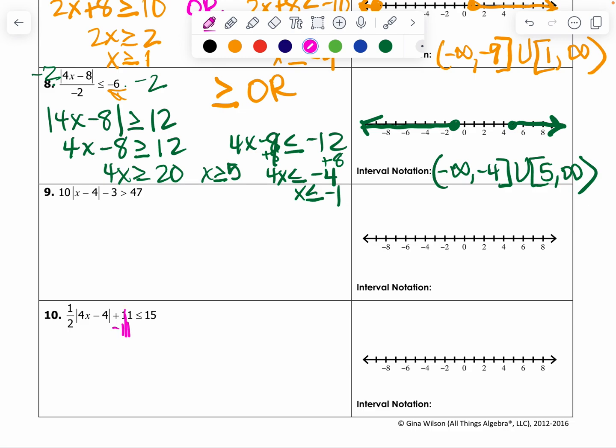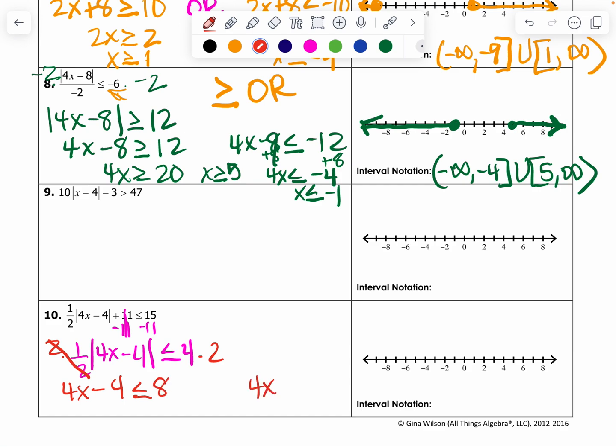So I'm going to minus 11. Half 4x minus 4 is less than or equal to 4, times 2, times 2. 4x minus 4 is less than or equal to 8. 4x minus 4 is greater than or equal to negative 8. Add 4, x is less than or equal to 12. X is less than or equal to 3. Add 4, x is greater than or equal to negative 4. X is greater than or equal to negative 1.